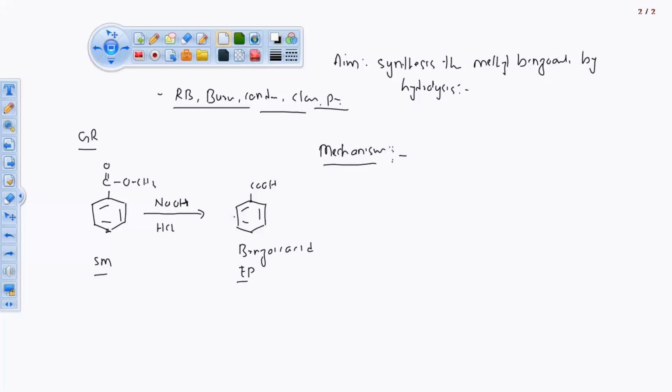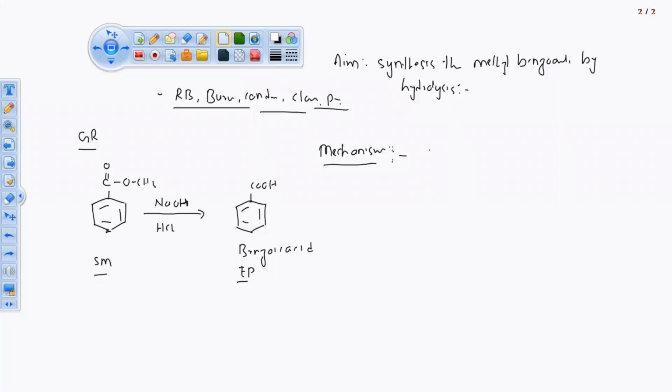So each and every moment you should know what is happening, which one is weak, which one is strong. Now this one is strong. If it is strong, it requires the strongest kind of electrophile. If it is a nucleophile, it requires an electrophile. If it is an electrophile, it requires a nucleophile.